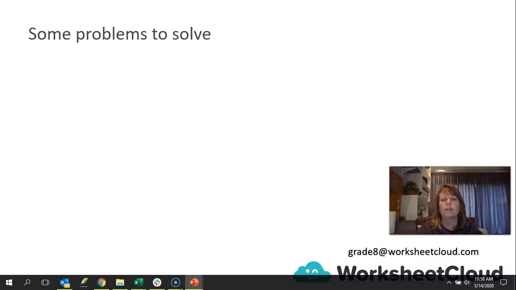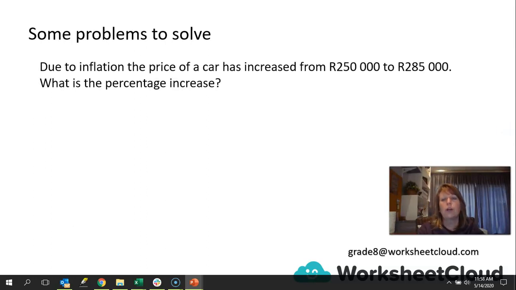Here's another problem to solve. Due to inflation, the price of a car has increased from 250,000 Rand to 285,000 Rand. What is the percentage increase? Now we're looking at an increase. We have to take the bigger amount, subtract the smaller amount, but put our original amount, which is 250,000, at the bottom as our denominator.